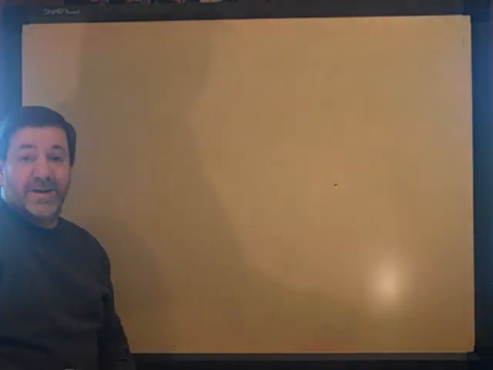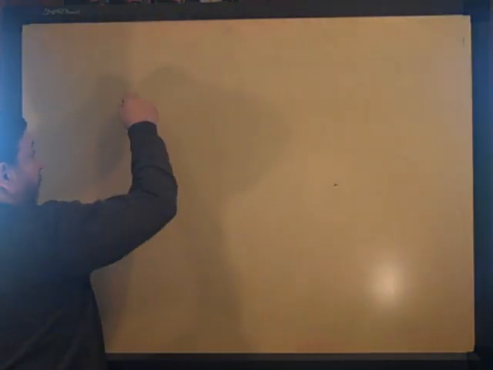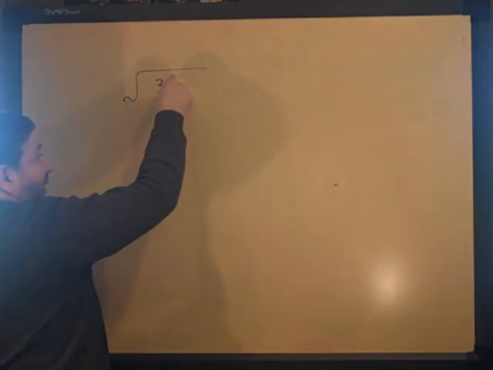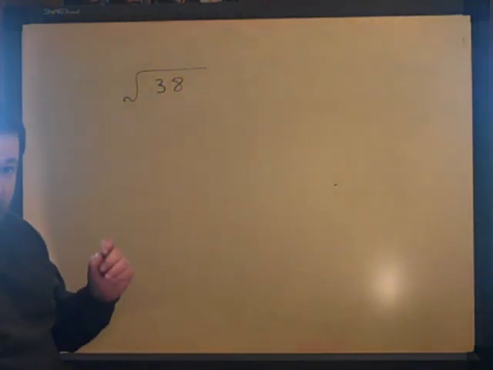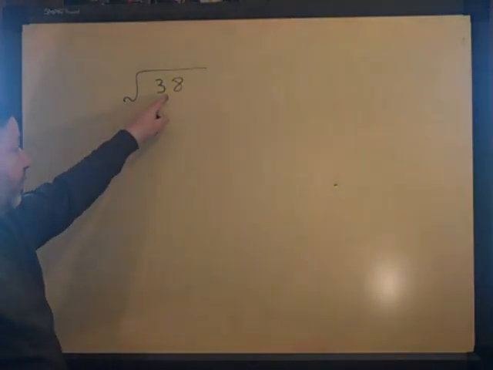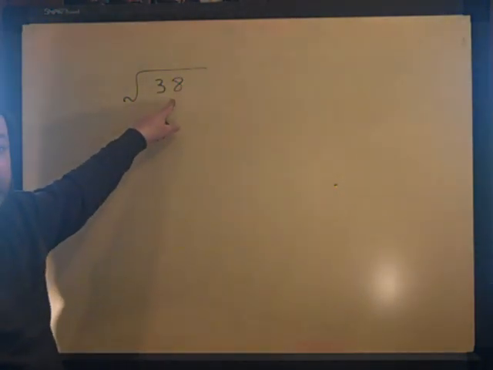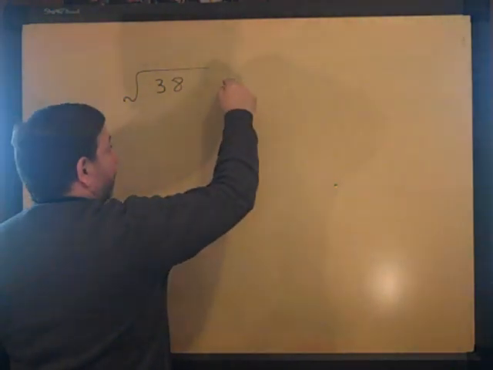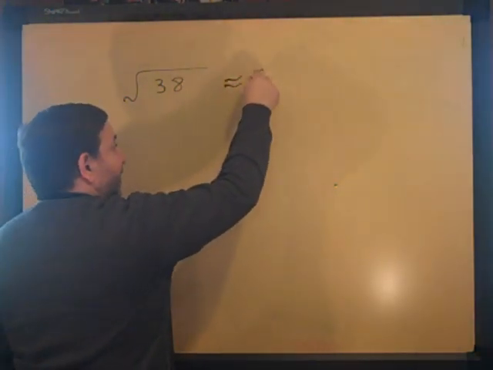Let's try one more. In fact, I'll show you another trick. We can approximate square roots. What is the square root of 38? The number that's closest to 38 that I know the square root of is 36. And the square root of 36 is 6.